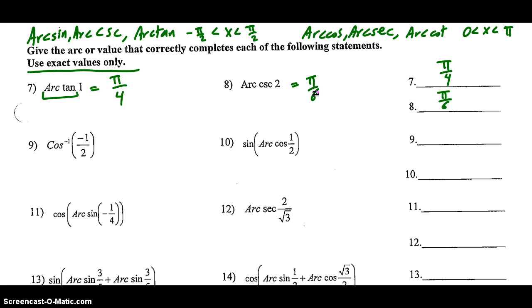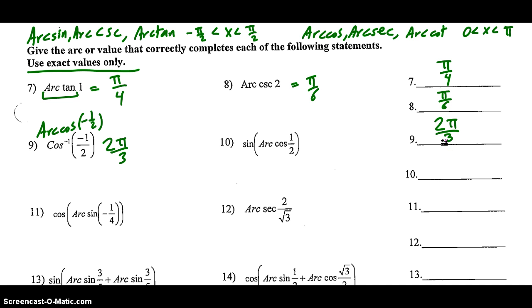Arc cosine of negative 1/2. Again, this is just another way to write the same thing, right? This is all the same stuff, it's just written a different way. So where's the cosine negative 1/2? Well, you'll notice arc cosine is between 0 and pi, quadrants 1 and 2. And for cosine to be negative, it has to be in quadrant 2. So what angle from your table has a cosine of negative 1/2? And that is 2 pi over 3. So hopefully these aren't too bad. These should be easy. Free points.